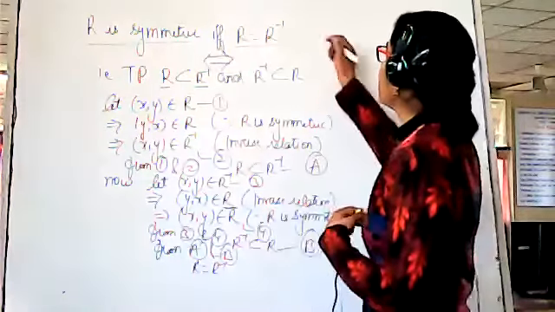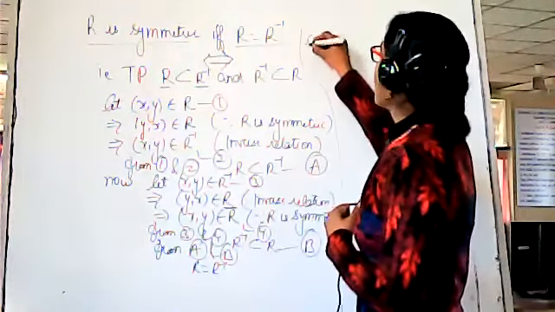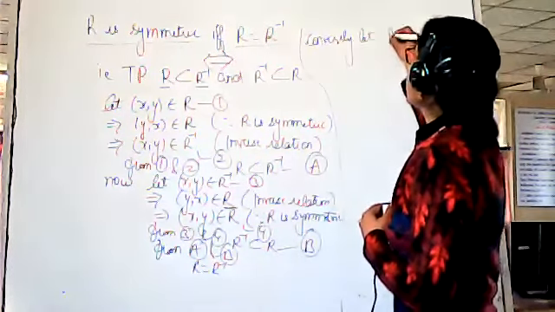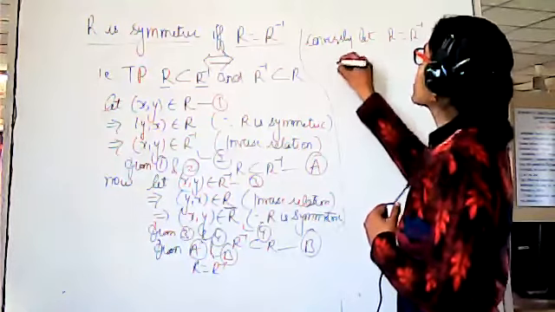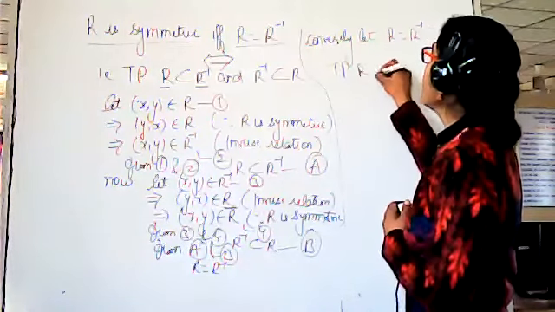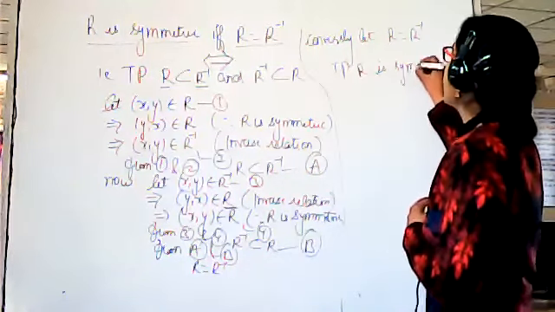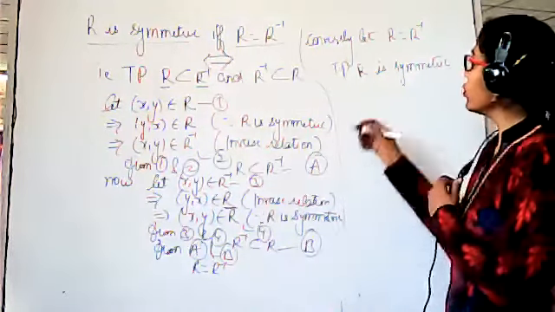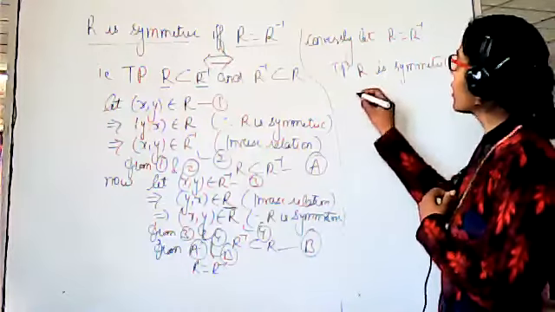Conversely, let R is equal to R inverse. Now what do we have to prove here? To prove R is symmetric. To prove R is symmetric, what will we prove?